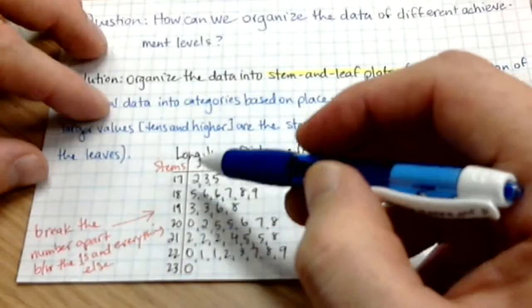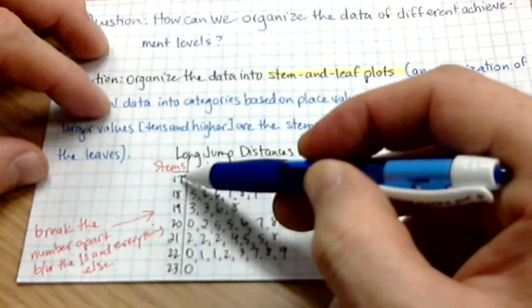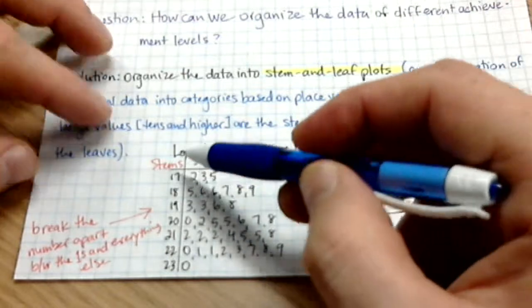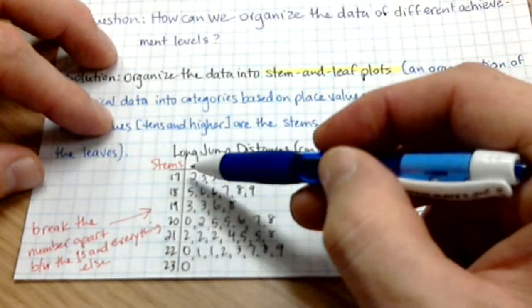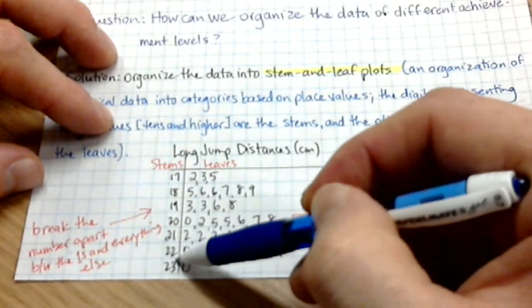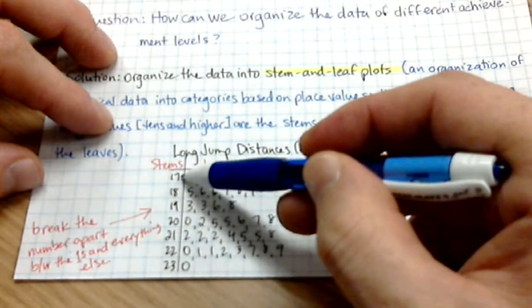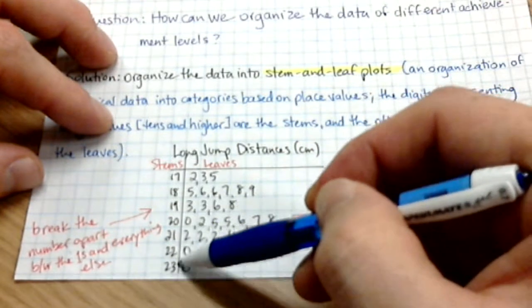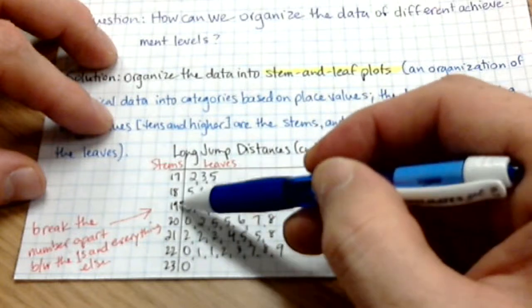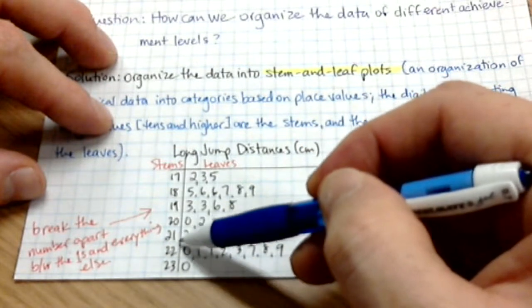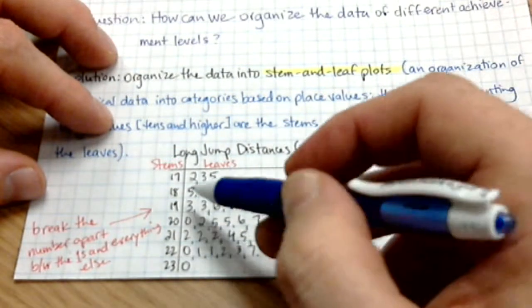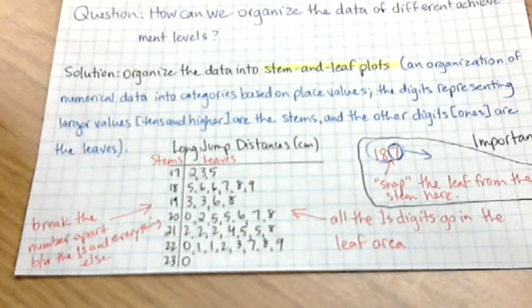So what happens is that all the stems get put in order. The lowest jump is in the 170s, so my stem becomes 17, and the highest jump is in the 230s. So all the numbers, 17, 18, 19, 20, 21, 22, 23, or 170, 180, 190, 200, 210, 220, 230, and you write them down in order.